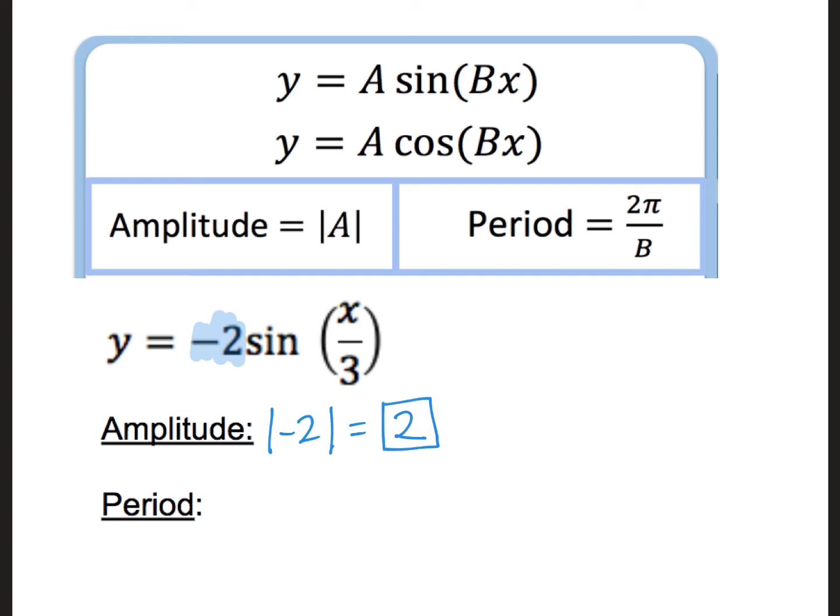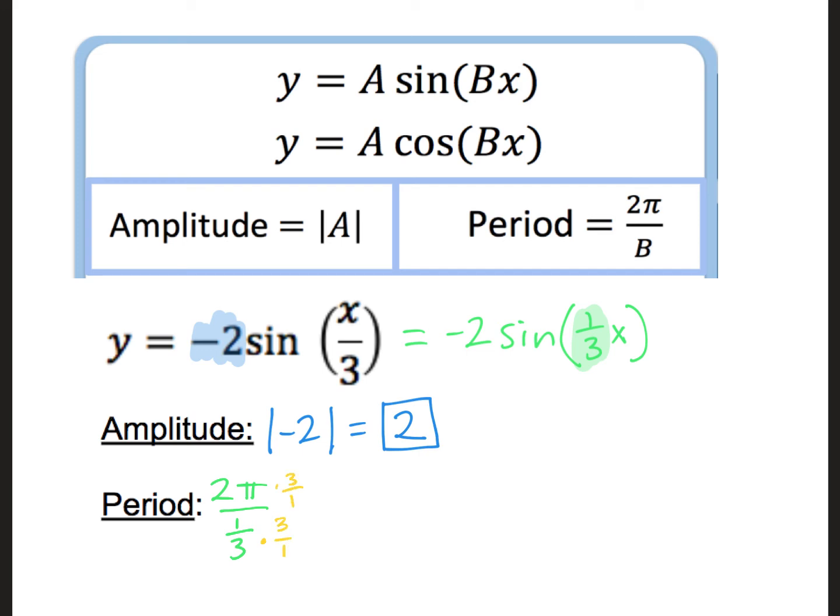For the period, we are going to start by identifying our b value. Remember, if we want, we can rewrite this as -2 sine of 1 over 3x. And so technically, our b value is 1 over 3. So when I plug this into my equation, we're going to have 2 pi divided by 1 over 3. And again, to get rid of that 1/3 on the bottom, we're going to multiply by the reciprocal, which is 3 over 1. Multiply by 3 over 1.